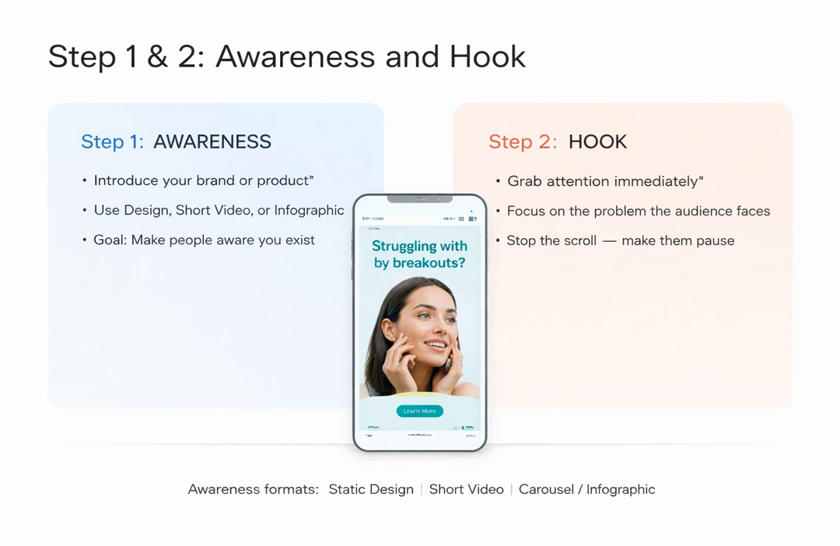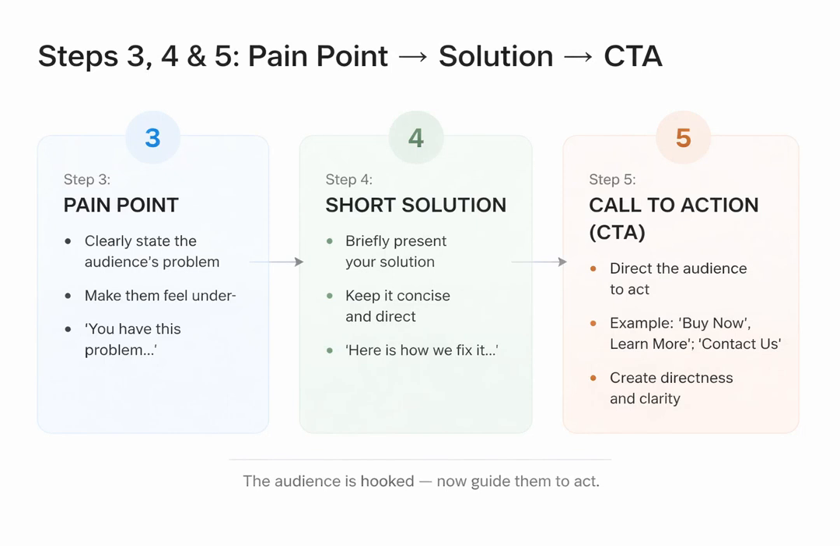Then comes step 2, the hook. Once someone is aware, you need to grab their attention hard and fast. The hook works best when it centers around the audience's problem. If you can make someone stop scrolling because they recognize their own pain in your ad, you've won the first battle. After the hook, you move into the heart of the ad.